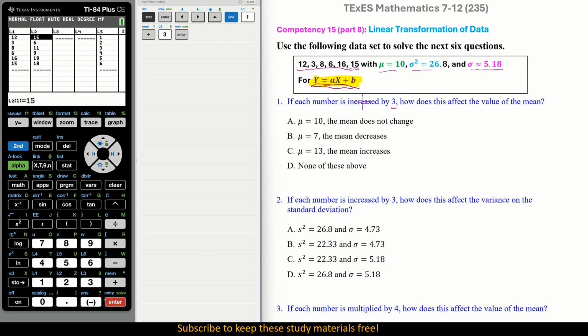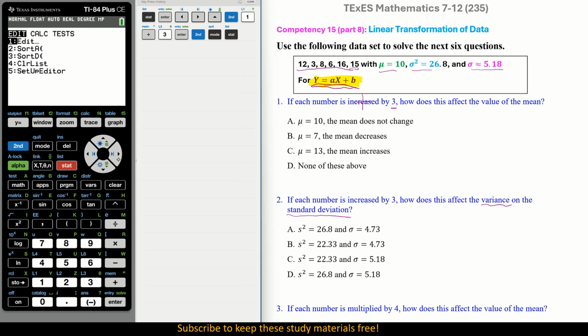Now we need to determine the mean. And if you look at number 2, they're asking for the same thing, except how does that change your variance? How does that change your standard deviation? Okay, so we're going to back out, go to stat, go over to calc, and we want the 1-Var Stats. We've done videos on this. It's already highlighted, so push enter.